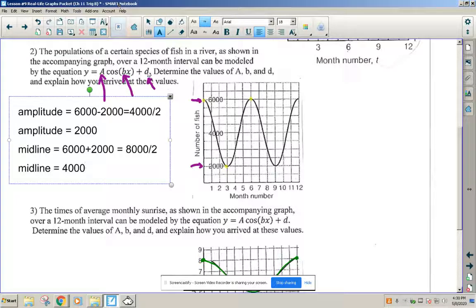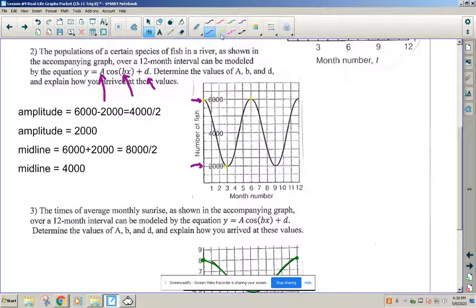So if I take a look at the 4,000, I'm going to use the yellow. If this is my midline, now let's see what happens. From this midline, if I go up 2,000, I hit 6,000. And from this midline, if I go down 2,000, I hit 2,000. So therefore, 4,000 is the correct midline. And my amplitude is 2,000 because, again, from the middle, I go up 2,000 or I go down 2,000. So I now found my A and I found my D.